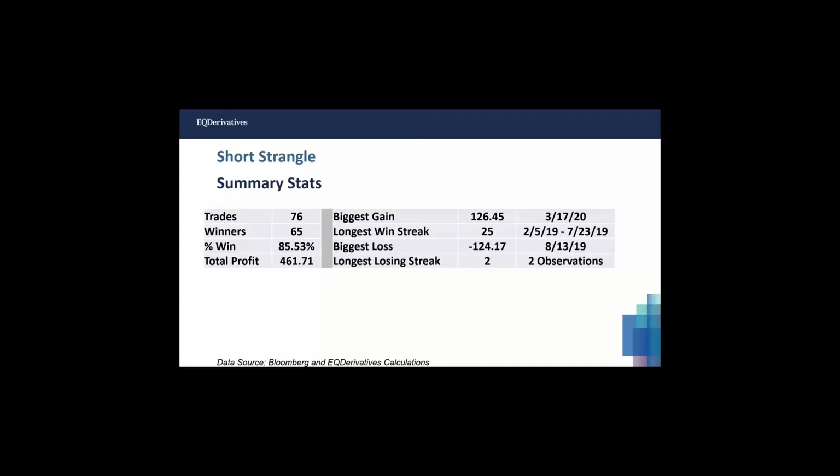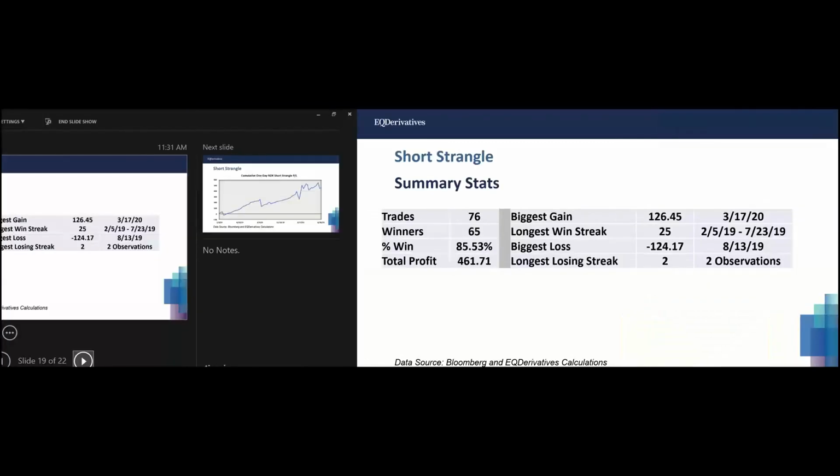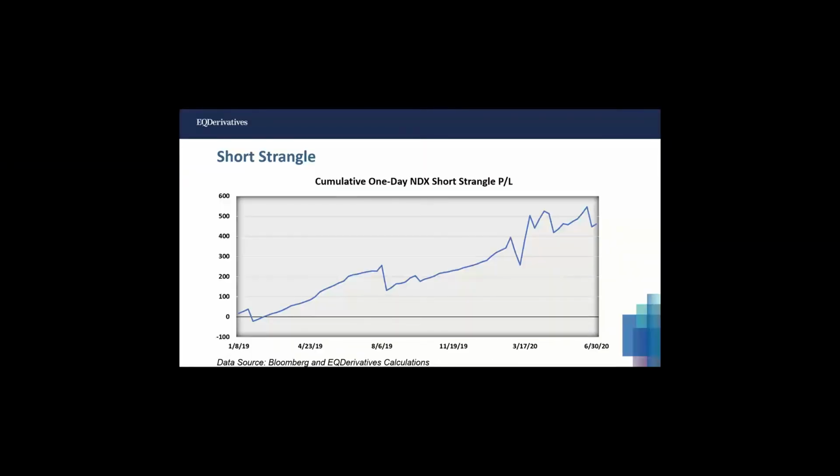Take that to heart. But again, the most common question I got after I wrote this up as an article was, how would this work as a short strangle? And here's the P&L guide as well. You can see that big loss on 317. There's another big loss back in August of 2019, and a smaller loss back in January of 19.